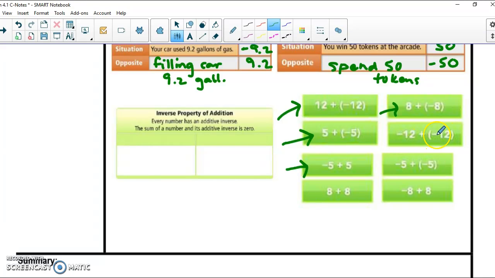Negative 12 plus negative 12, not additive inverse. Those are the exact same number with the exact same sign. Similarly, we have 8 plus 8 down here, not additive inverse, exact same number with exact same sign. Negative 5 plus negative 5. I'm adding the exact same number with the exact same sign. They're both negative, they're both 5s, those are not opposites. However, negative 8 plus 8, this would be an example of additive inverse, a negative and a positive that I'm combining. So those are opposites or additive inverse.